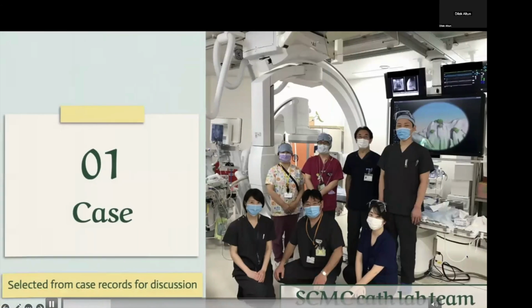Let's begin with a case selected from our records at the Saitama Children's Medical Center Cath Lab. As a pediatric cardiac center in Saitama, our Cath Lab team regularly handles a variety of complex and interventional cases. This example will offer a clear, real-world context for understanding the intricacies of perioperative management in Fontan patients.